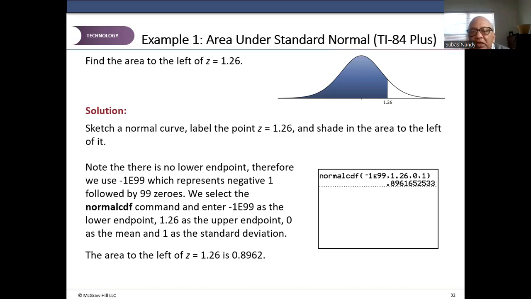Okay, what is my mean? This is a standard normal curve. Mean is 0, standard deviation is 1. These are already set up in the calculator. You don't change them. Then you scroll down with the down arrow key to Paste and hit enter once. Whenever you see Paste, you have to hit enter twice. And the area is 0.8962. What does it mean? It means the probability that Z will have a value below 1.26 is 89.6%, or 0.8961.